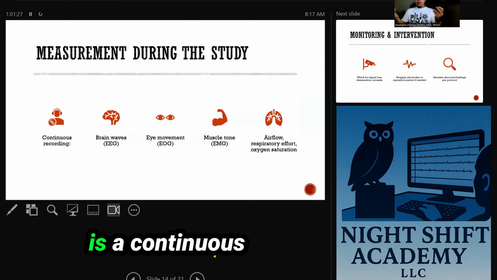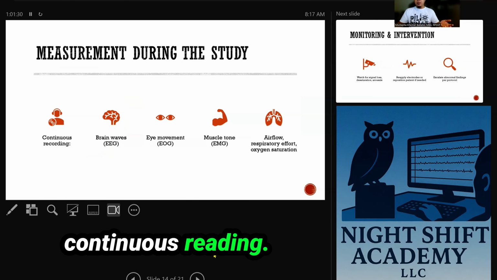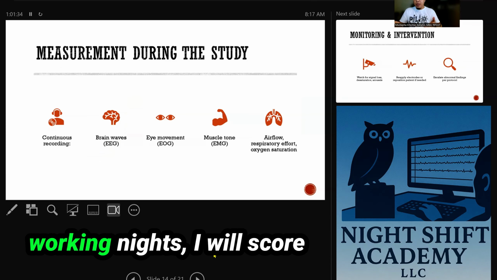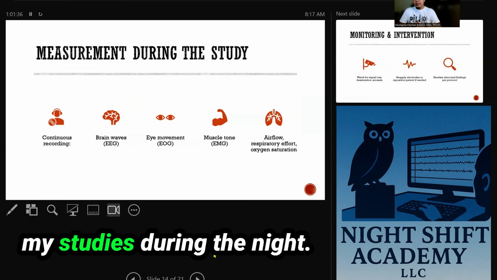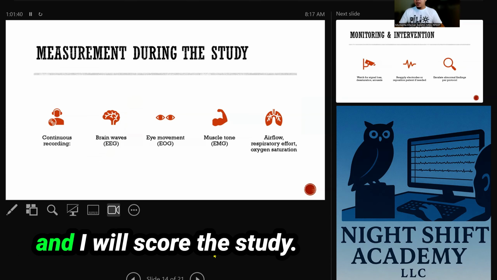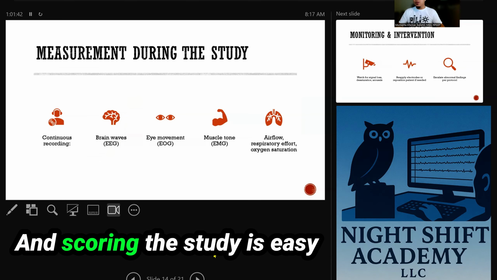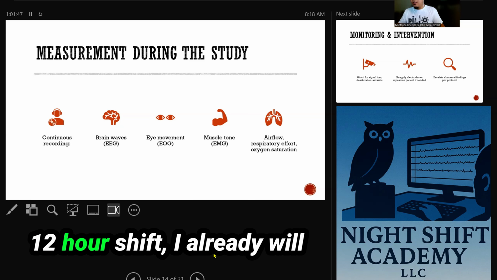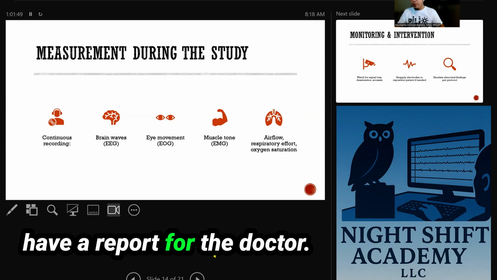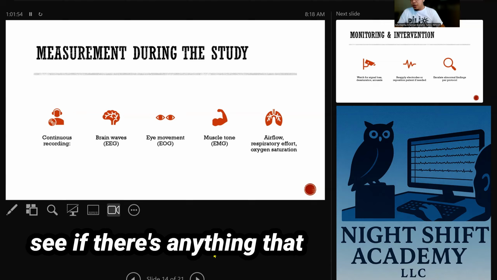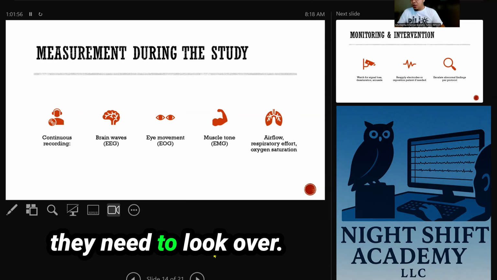Now, recording is a continuous reading. When I was working nights, I would score my studies during the night. So I always have 2 patients, and I will score the study. And scoring the study is easy the more you do it. But by the time I'm done with my 12-hour shift, I already will have a report for the doctor. So the doctor will usually just check my notes to see if there's anything that they need to look over.